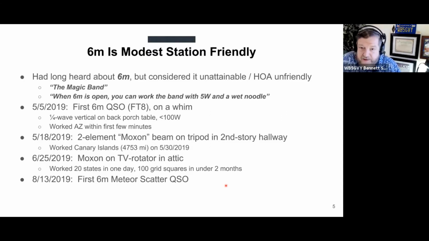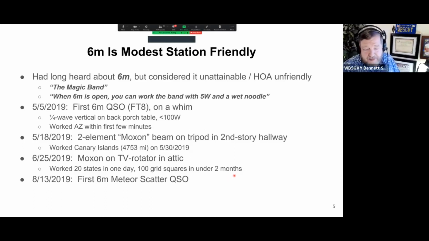I set the beam up on a tripod inside the house in my 2nd-story hallway on May 18th, and it went gangbusters. It turned out that this was a very fortuitous time of the year, which we'll get into in a minute. But for example, I worked the Canary Islands at 4,700 miles on May 30th. In June, I moved the Moxon up into my attic. I put it on a TV rotator and ran the cable down into my ham shack in our media room. I think I worked 20 states in one day, and I had hit the 100 grid mark within 2 months of first starting on 6 meters.